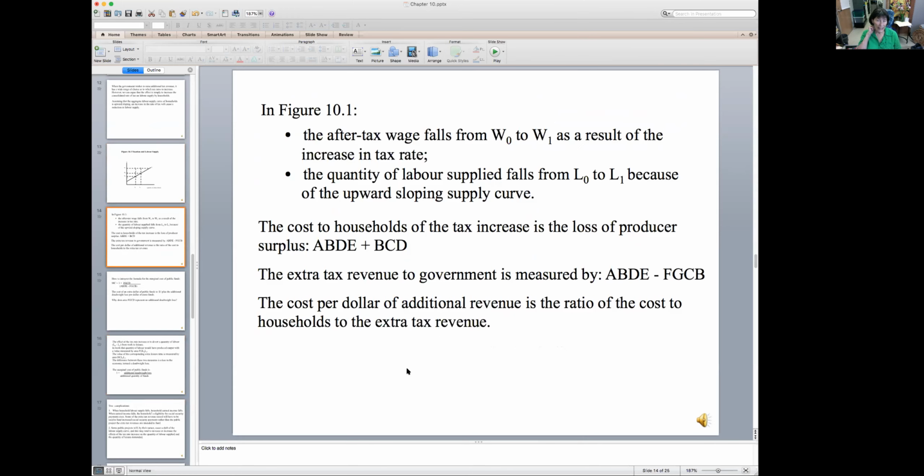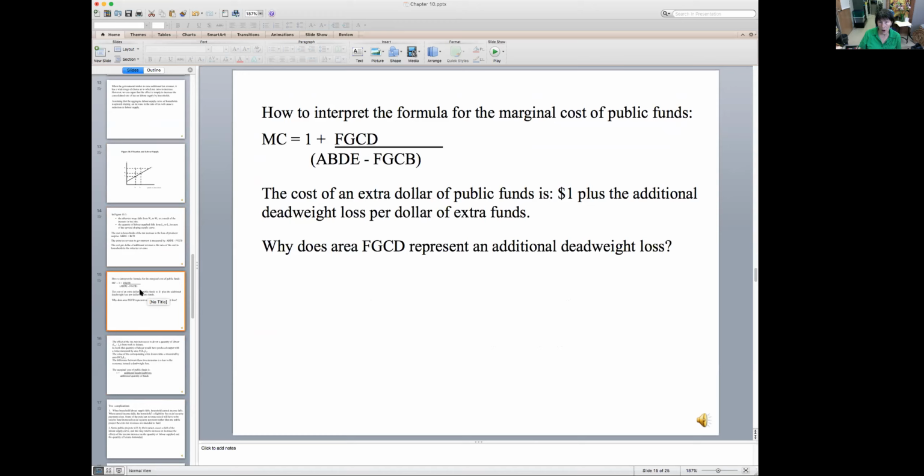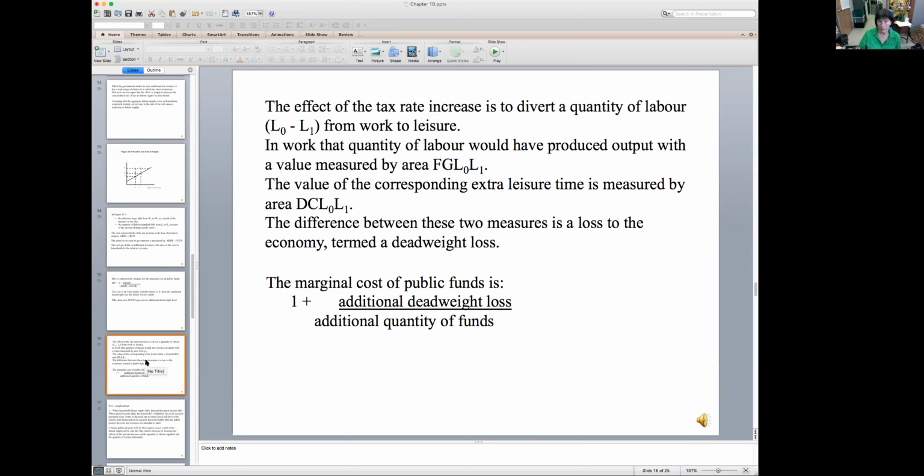So again, the cost of an extra dollar of additional revenue is the ratio of the cost to the households, this, to the extra tax revenue. So again, this was the formula we saw before. This is how it looks on a graph. You don't have to do the graphs. I'm going to go through examples where you can just copy what I did. But what it does is tell you the additional deadweight loss, just what we figured out with the equations.